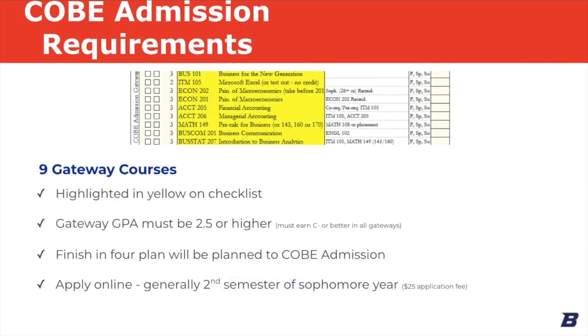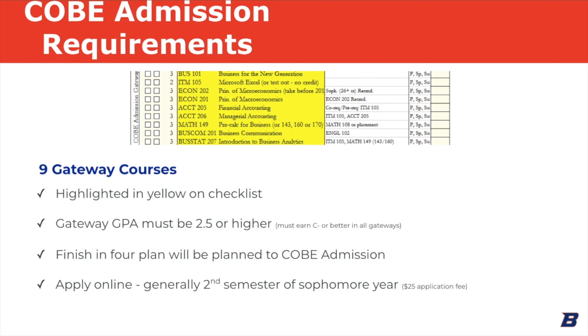If you are planning on completing any of the Bachelor's of Business Administration degrees within COBE, here is a brief reminder of the admission requirements for the college. First, you will need to complete all of the gateway classes. Those are the ones that are highlighted in yellow, with a minimum of a 2.5 gateway GPA.